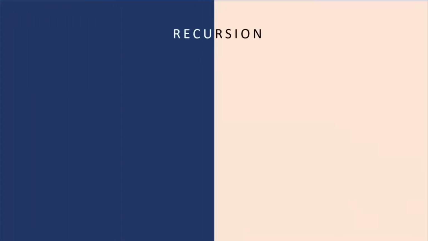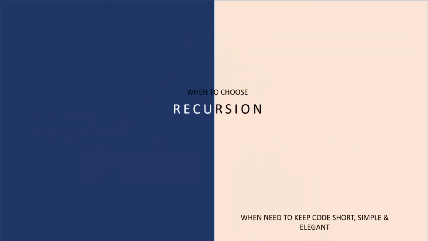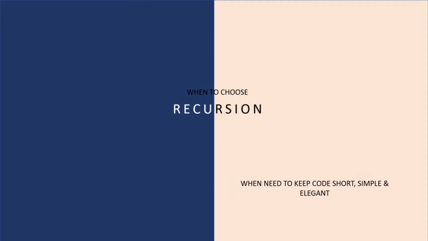So from here, we can analyze that recursion in terms of time complexity takes more time to execute even though it is simple code. And in terms of space complexity, it requires more space and memory even though it is simple code. So you might ask, when to choose recursion? Only choose recursion when we need to keep code short, simple and elegant, and also when the time and space utilized by a program are not a main concern while creating the program. So I hope this helped you in your analysis.